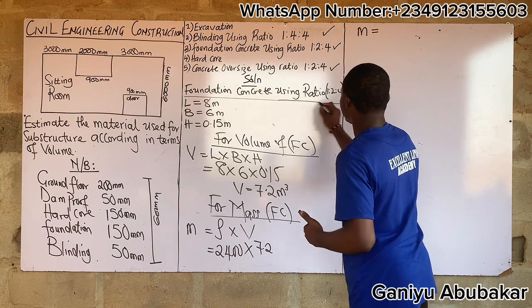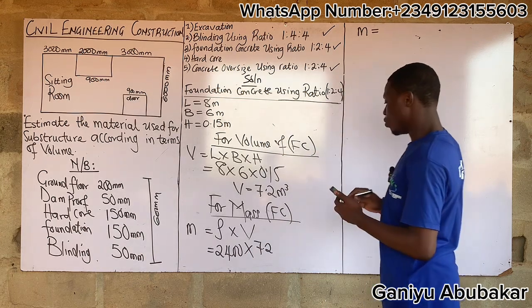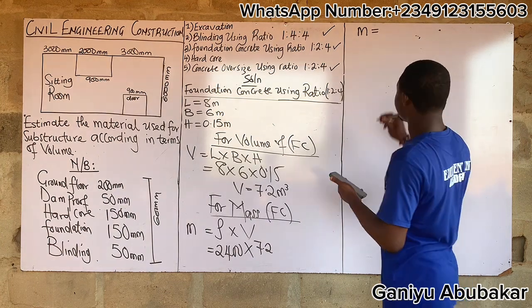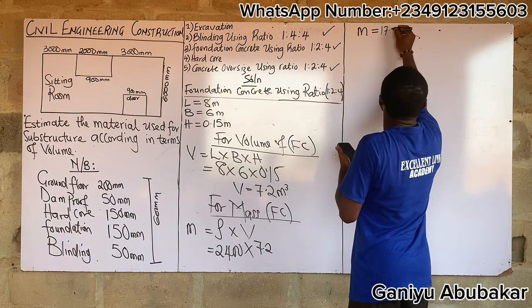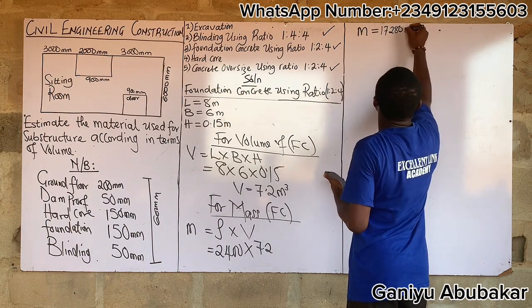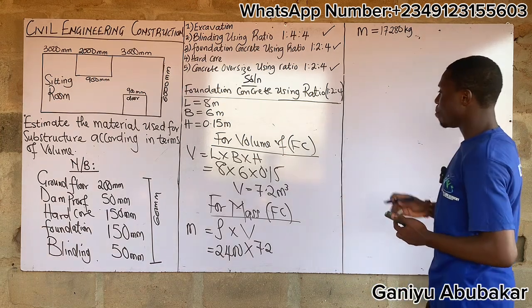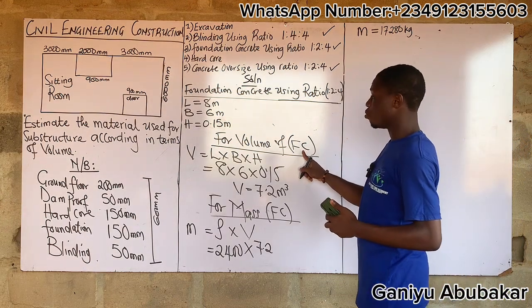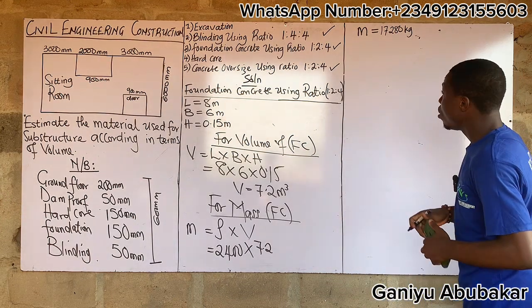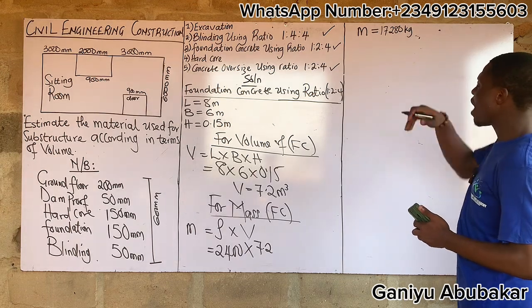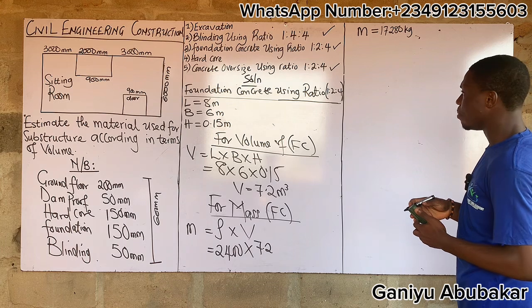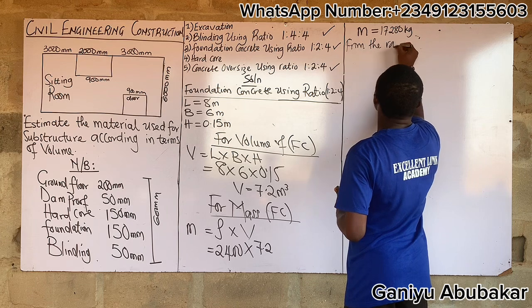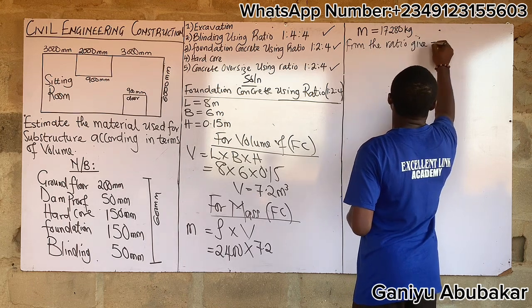All right, from here, what do I get? My mass now is equal to 2400 multiplied by 7.2. This gives 17,280 kilograms. All right, so this is my mass of the foundation concrete, FC. Please write your FC in full; because of the space, I just use FC. I've got my mass. Let's now get the material required, please. So basically, from the ratio given, I have what?